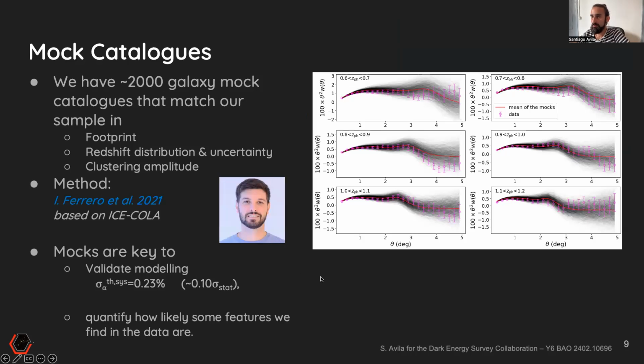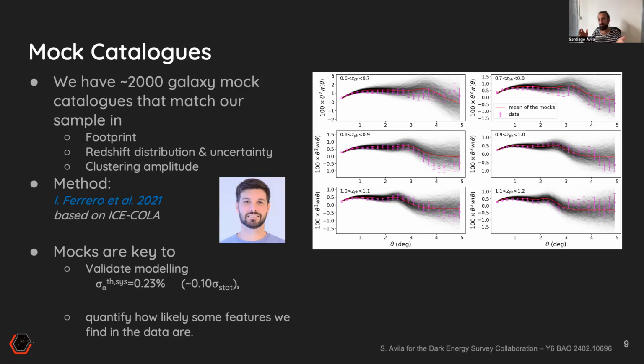Okay, an important piece is to have mock catalogs. We have around 2,000 mock catalogs that are based on the ICE-COLA method by Ismael Ferrero, and they basically reproduce the footprint of the survey, redshift distributions and uncertainties, and of course the clustering amplitude, as you can see here. Mocks are a key ingredient to validate the modeling. So again, we validate the modeling with these mocks, and we eventually create a systematic error, which is well below the statistical error bar. And this will also help us a lot to identify features in the data.